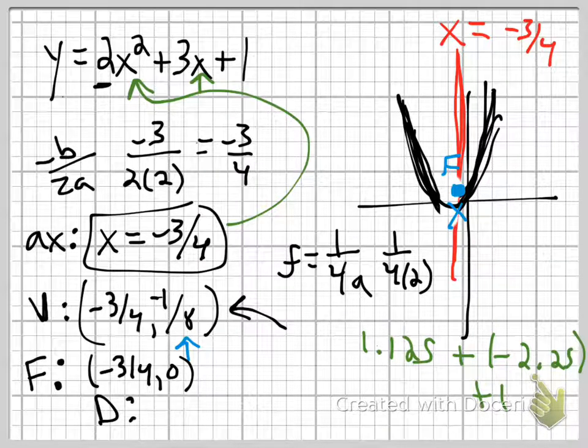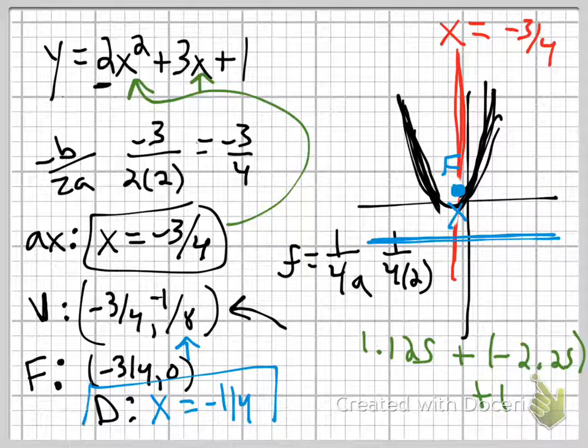So that's great. Now directrix, we would subtract 1/8. Again, we want to make sure it's in line. And so we are going to take it from that 1/8. So negative 1/8 minus 1/8 is going to give us negative 1/4. So x equals negative 1/4.